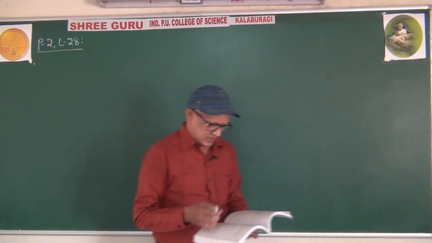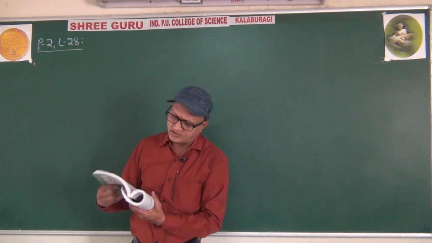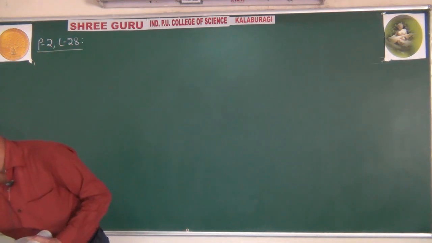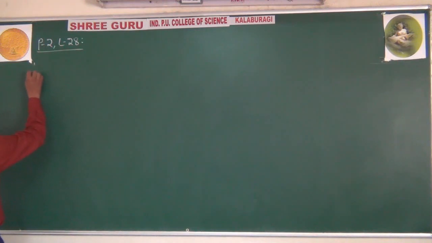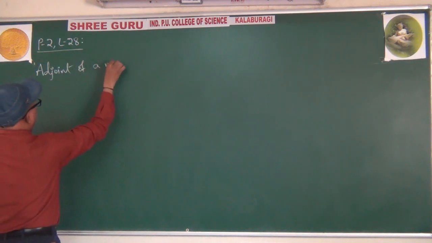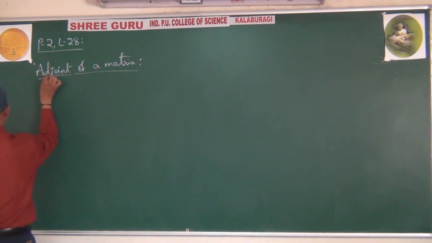The next concept is adjoint of a matrix.